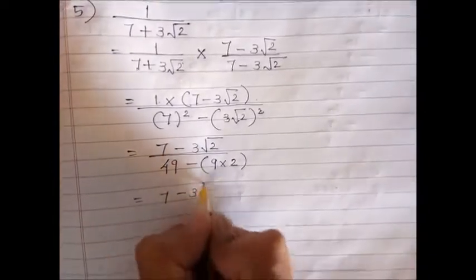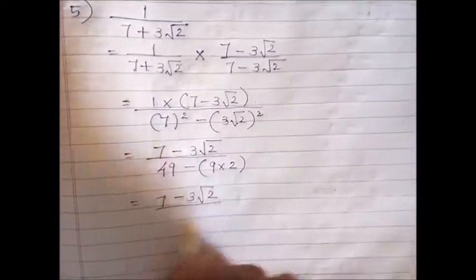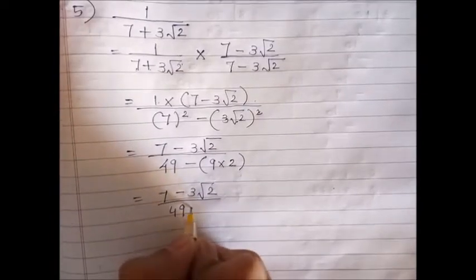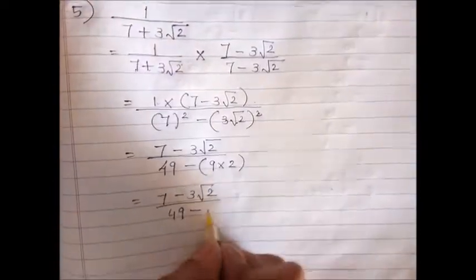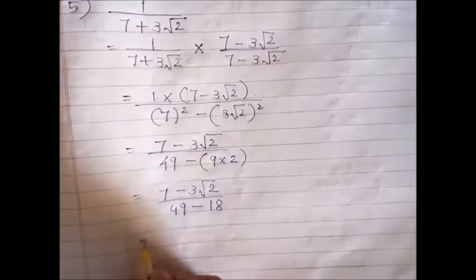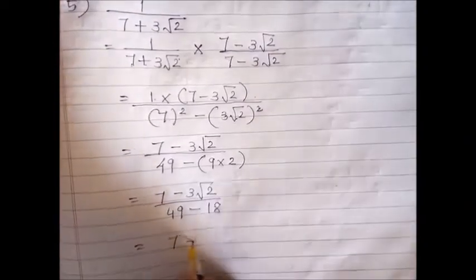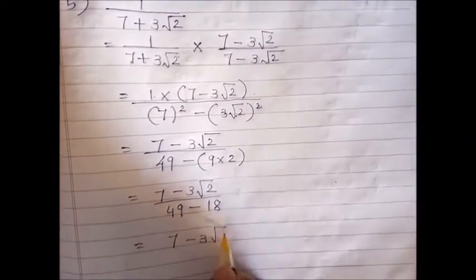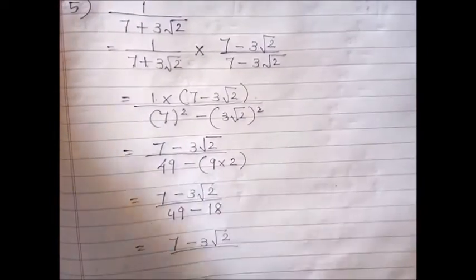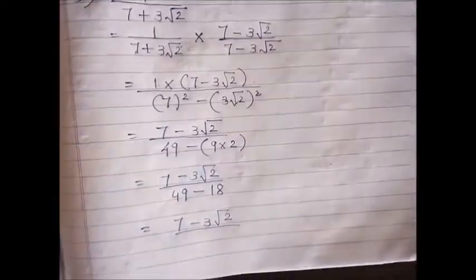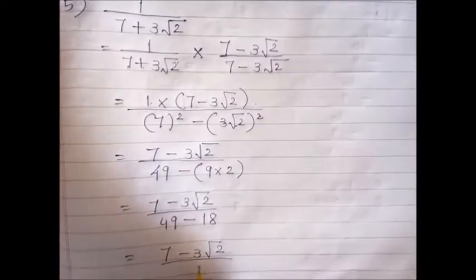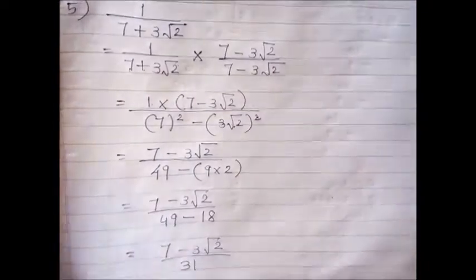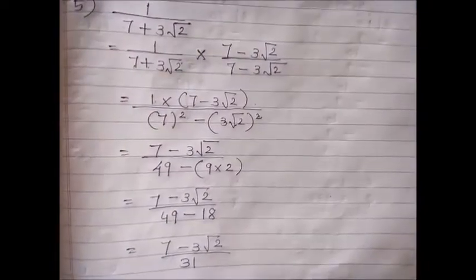So 7 minus 3 root 2 divided by 49 minus 9 twos are 18, is equal to 7 minus 3 root 2 divided by 49 minus 18, that comes 31. So this is your answer.